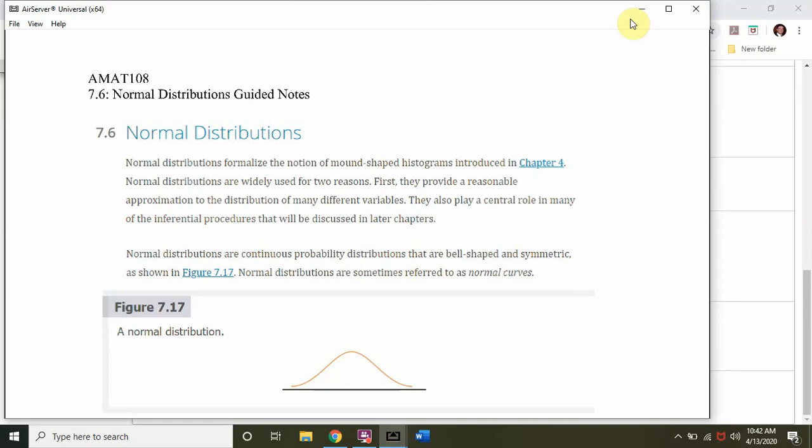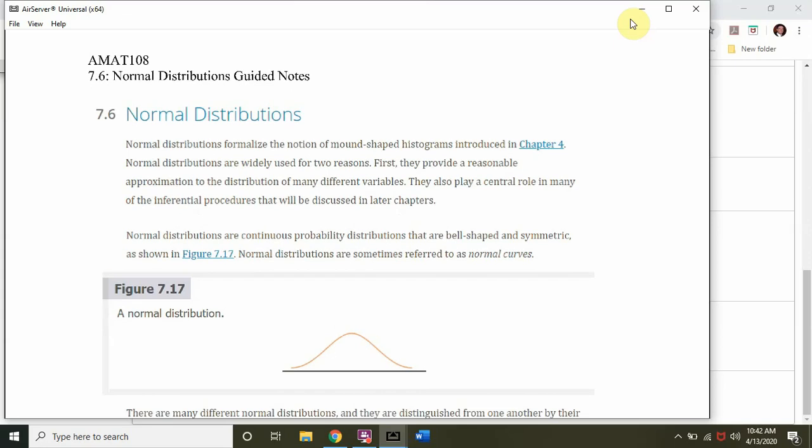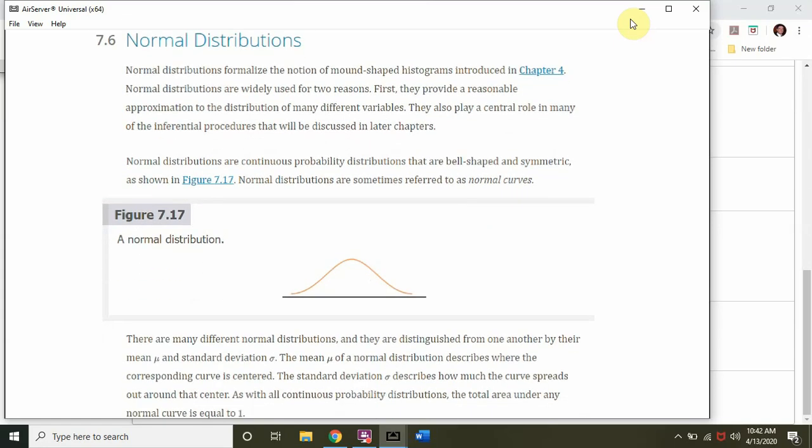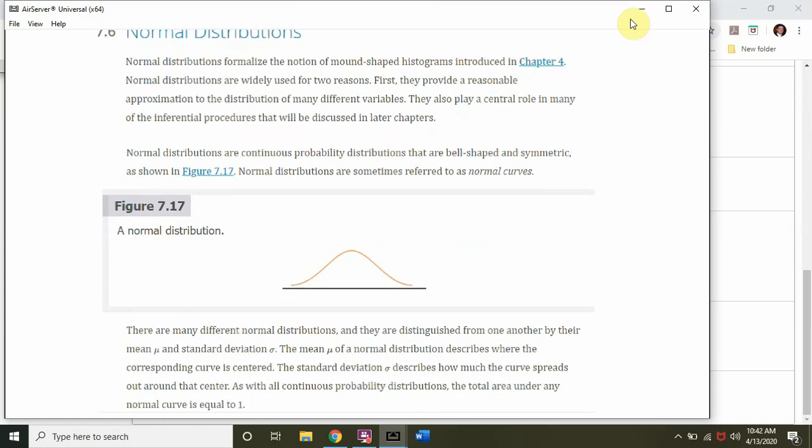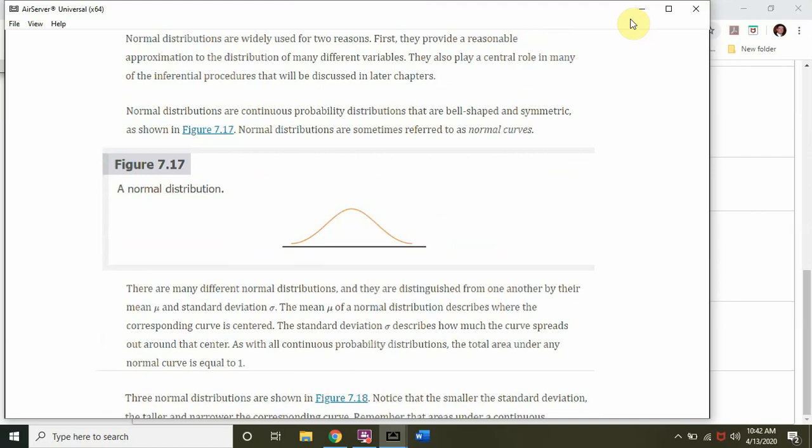Normal distributions are continuous probability distributions that are bell-shaped and symmetric, as shown in the figure below. Normal distributions are sometimes referred to as normal curves. So here's the general shape of a normal distribution. It would be centered about its average, mean value mu. There are many different normal distributions. They are distinguished from one another by their mean mu, that's where they're centered, and their standard deviation sigma.